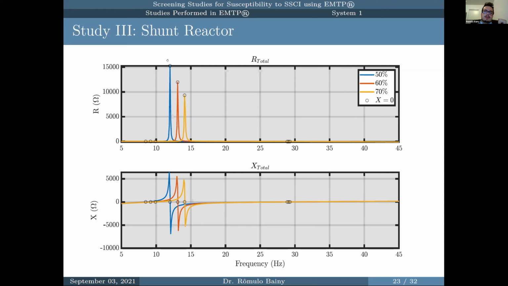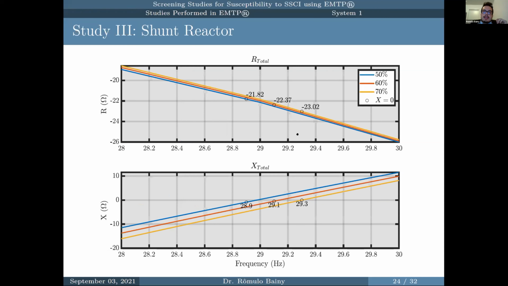This is a shunt resonance. This is affected by our shunt reactors. These are series resonance. This is also series resonance. Just a reminder, series resonance is when you go from the negative side to the positive side. And you can see that the circles are really close together. But with technology, we can do whatever we want. So we can just zoom here and see that, in fact, they are really close together.